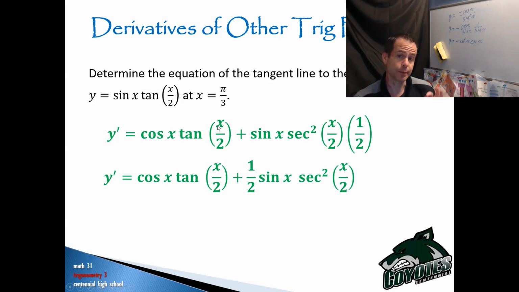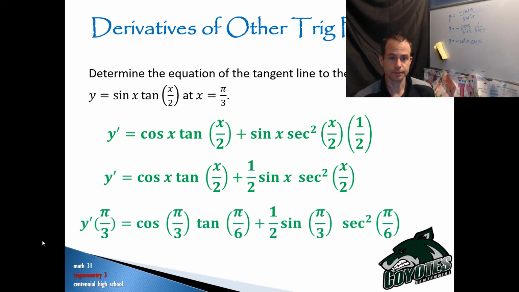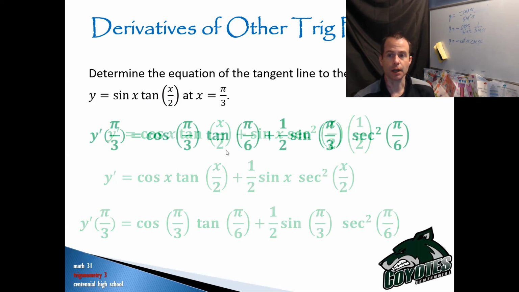Now I want the specific slope when x is pi over 3. So I'm going to plug pi over 3 in for my x. So this is going to be cos of pi over 3. This is going to be tan of pi over 6 because pi over 3 times 1/2. This will be sine of pi over 3. And then this will be secant squared of pi over 6. Okay. Now I'm just going to take that bottom line and stick it to the top. I haven't changed anything here. But now I just have a little bit more space to work.